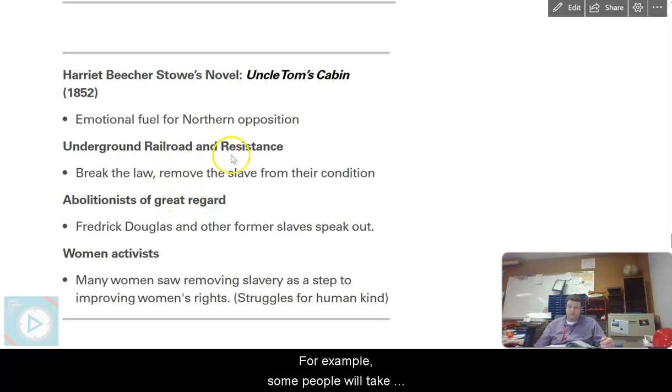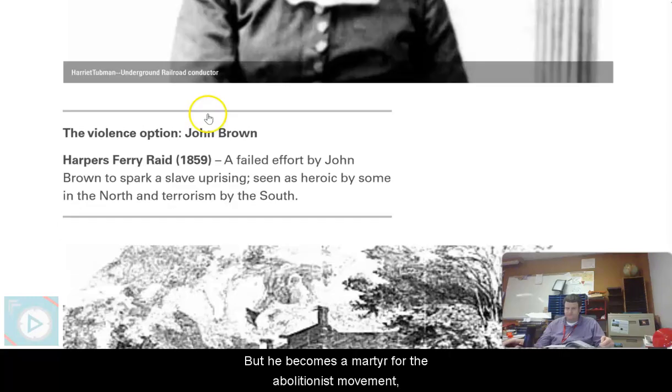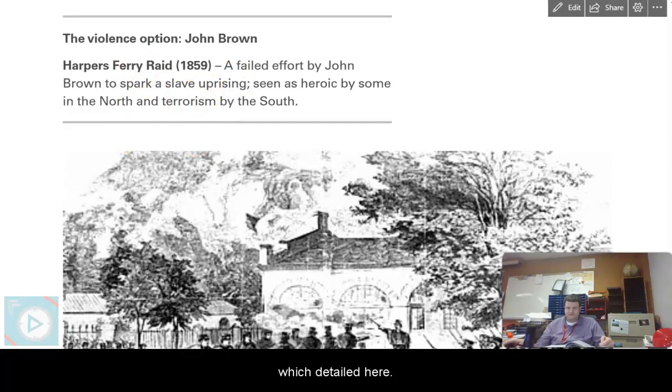For example, some people will take violence as a way of opposing slavery. John Brown is going to be the most famous of these. We'll look at him in more detail. John Brown will be active in Bleeding Kansas, killing, murdering, harassing, committing arson against pro-slavery people. But his most famous moment is going to be at Harper's Ferry, where he attempts to storm a U.S. arsenal, rob it, and trigger a slave revolt. Ultimately, it fails, and he's killed, but he becomes a martyr for the abolitionist movement, which detailed here.